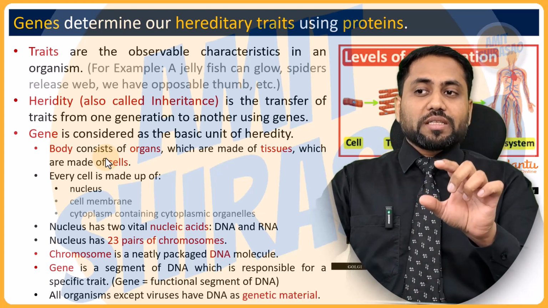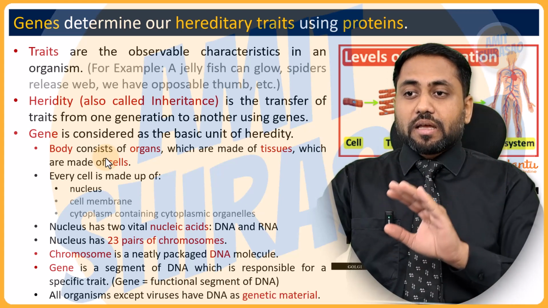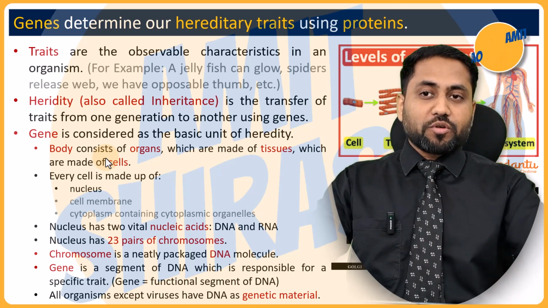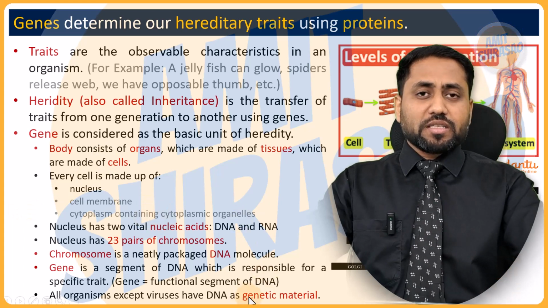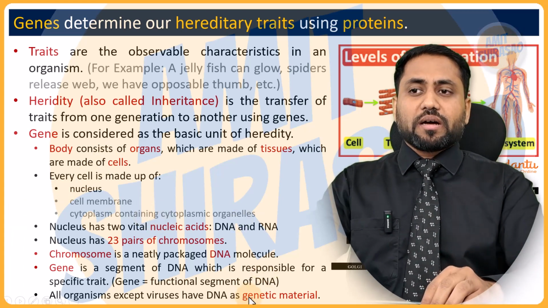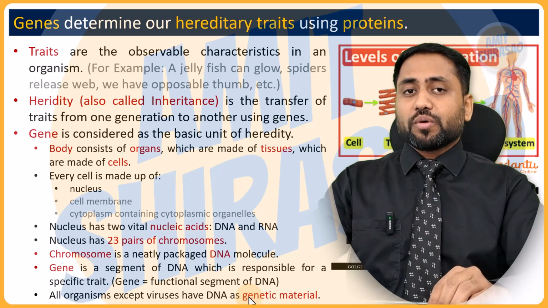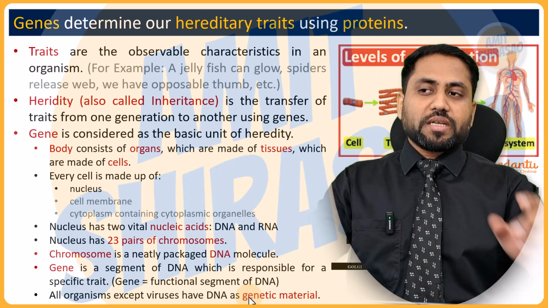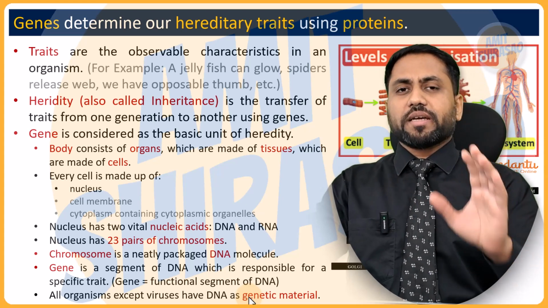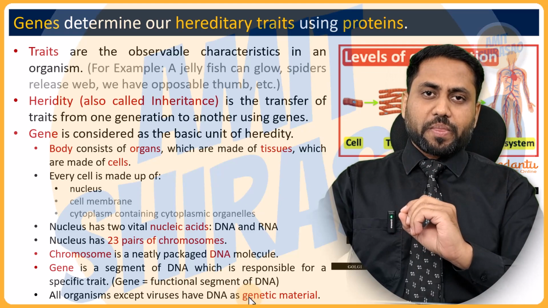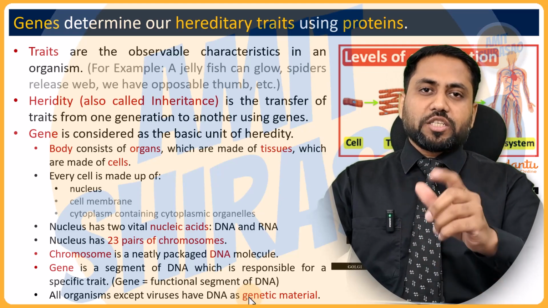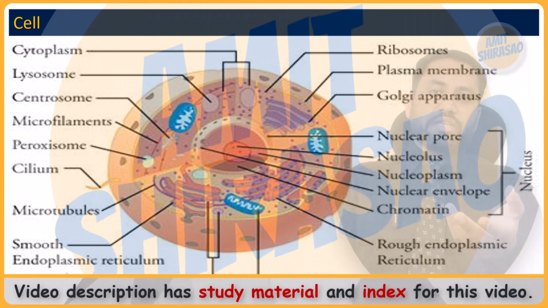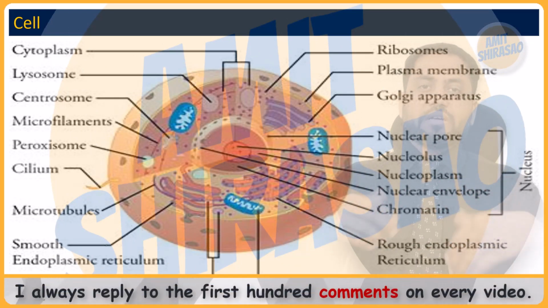All the organisms except viruses have DNA as their genetic material. This is also an important thing, maybe asked. It's coming directly from the textbook, and I think this is very important for you to know. Even if you're giving the NEET exam in the future, this will be very important, that every organism on the planet except viruses have DNA as their genetic material. And that is why viruses require some host to proliferate. Proliferate means grow in numbers, reproduce.